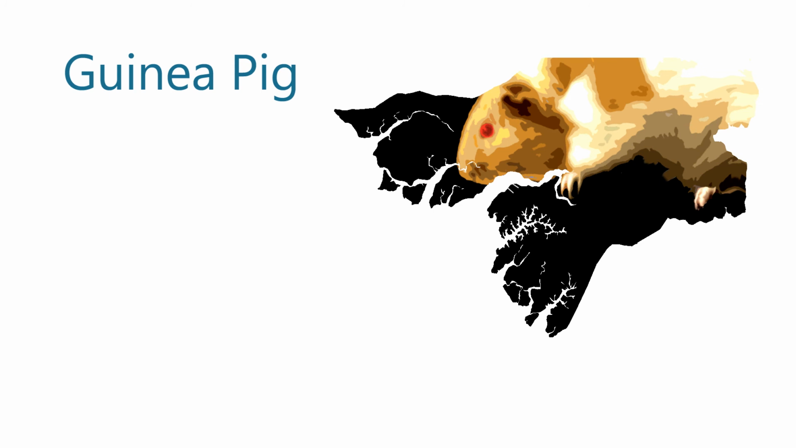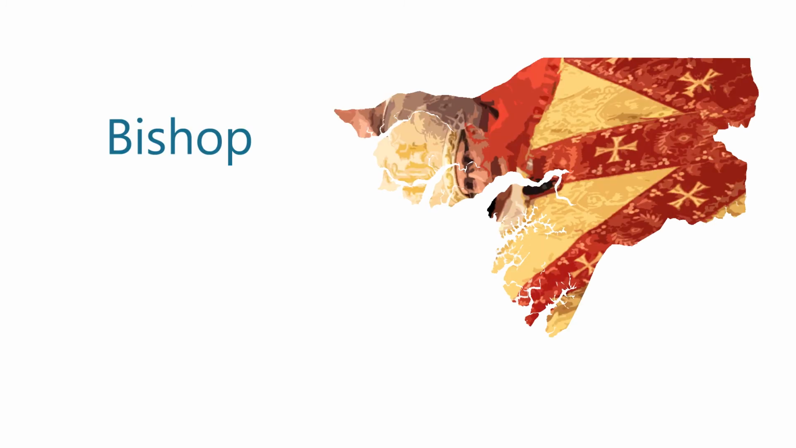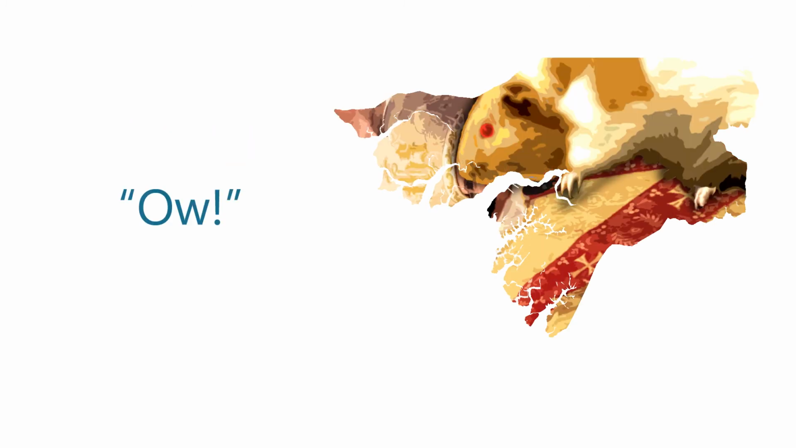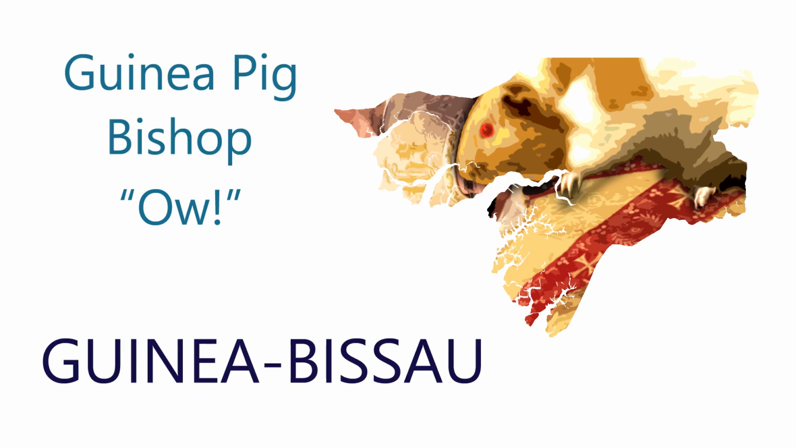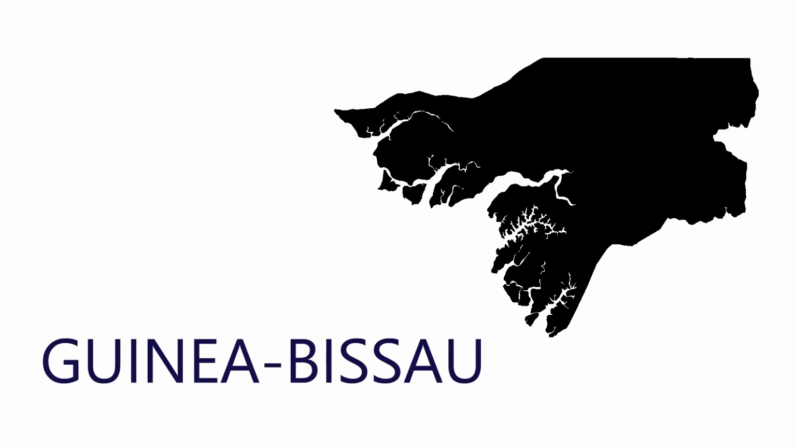Here's something else that's being shredded. So of course we have a guinea pig again. But this time he's got a thirst for blood, unfortunately, and he is shredding a bishop. And the bishop is saying, ow, and that helps us remember Guinea-Bissau. Again, a guinea pig attacking a bishop who's saying, ow, Guinea-Bissau.